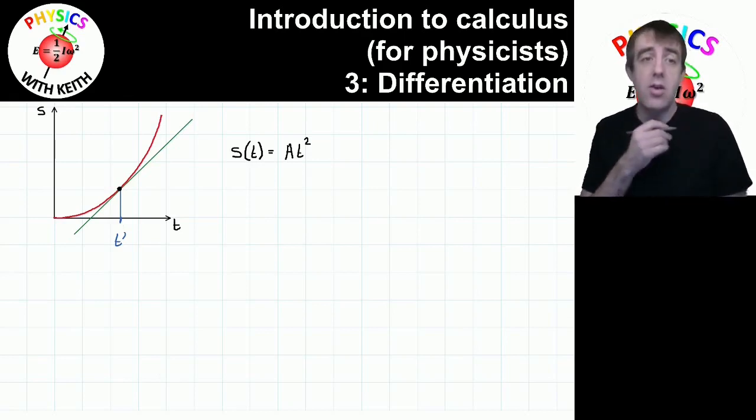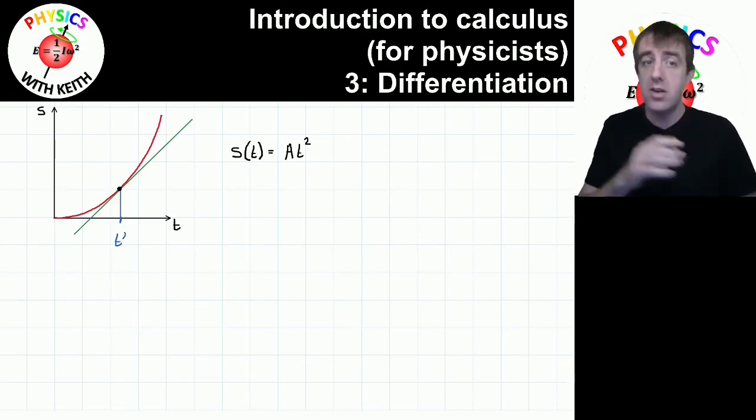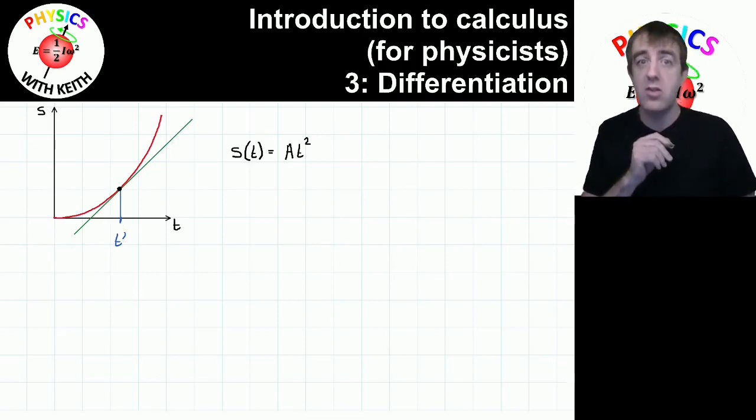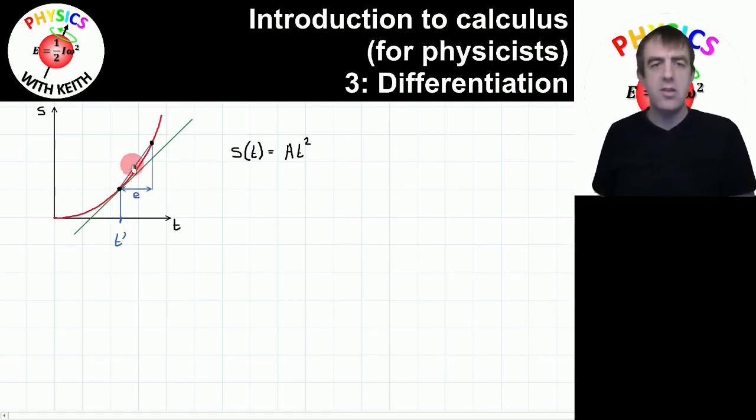Now, differentiation is useful when you have continuous changes. You can see here the graph s versus t is continuously changing. It's not a series of discrete changes. Well, let's just have a look at this case to start with. We want the gradient of this green line, because at t prime, the gradient of this green line will tell us the velocity, and we looked at that in the previous video.